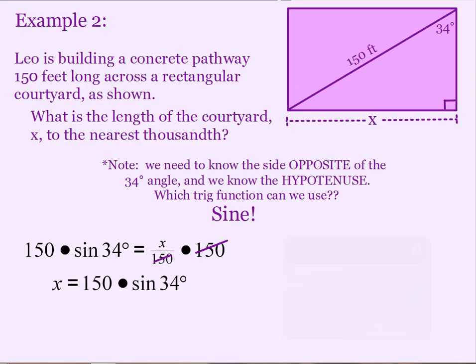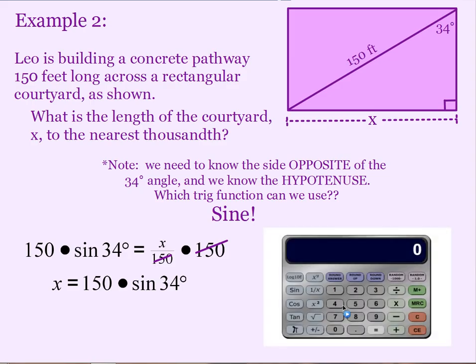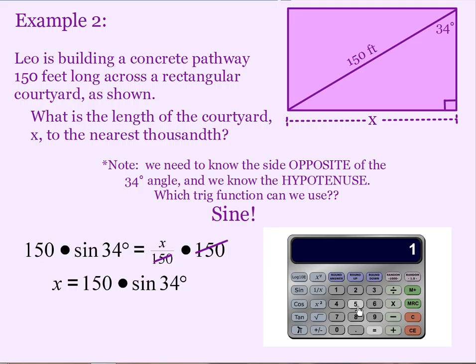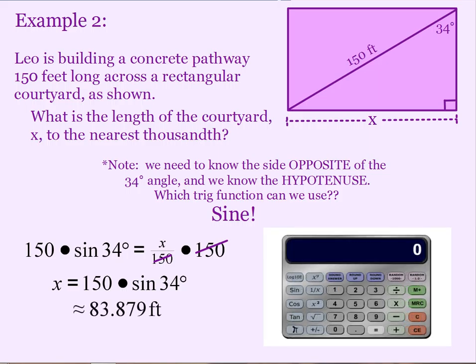And again, in comes our calculator. So this time I'm going to do 150. This is a very loud calculator, sorry about that. Times the sine of 34 degrees. Then I'm going to hit equal. And I get, rounded to the nearest thousandth, that's 3 decimal places, 83.879. And that's my missing side length. The length of my courtyard is about 83.879 feet.